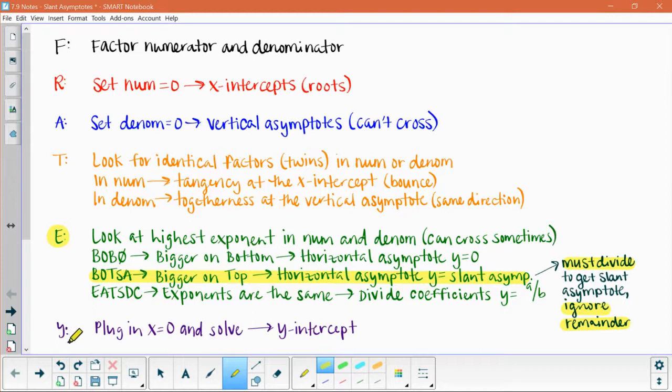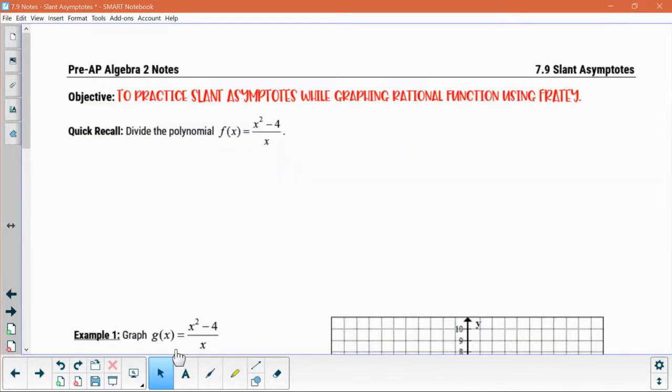Y is our y-intercept. We're going to plug in x equals 0 and solve, giving us our coordinate point for that y-intercept. So let's go ahead and get into the notes. The first thing we're going to do is a quick recall on how to divide a polynomial, because we'll need that in order to find our slant asymptotes.